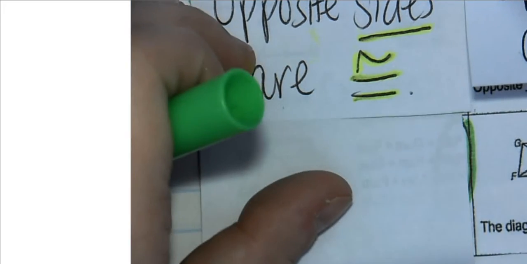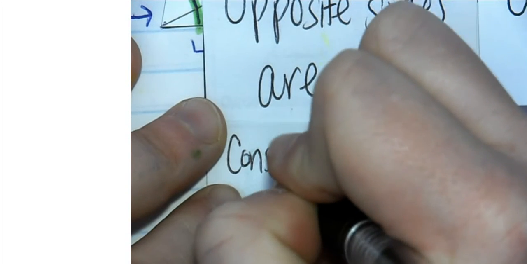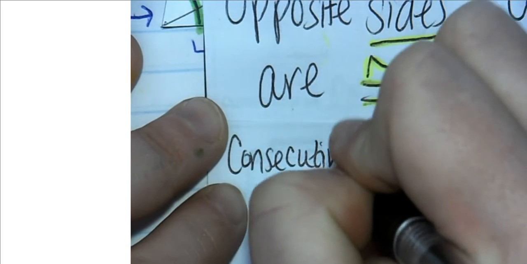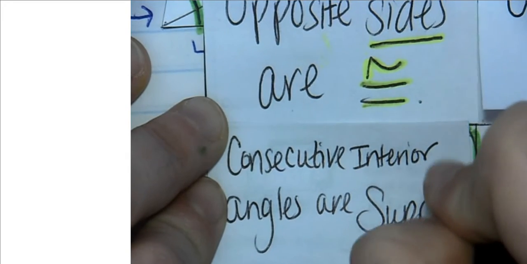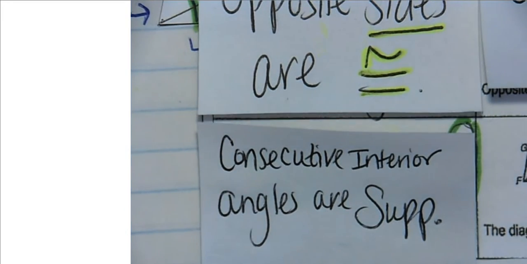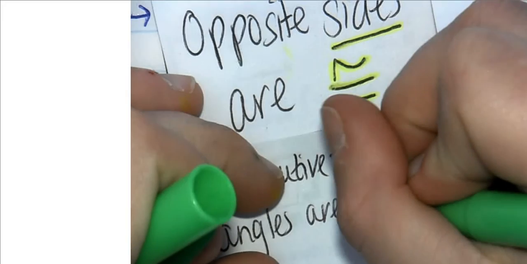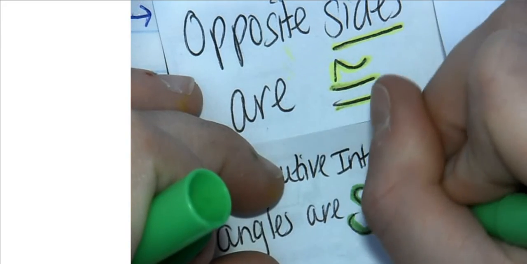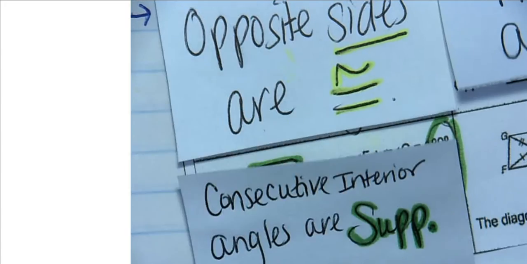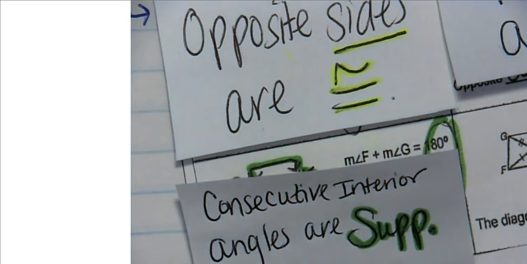So I'm going to write that down up here. Consecutive interior angles are supplementary. They add to equal 180 degrees. And they are consecutive interiors, so that means that they are connected to each other in between the parallel lines.